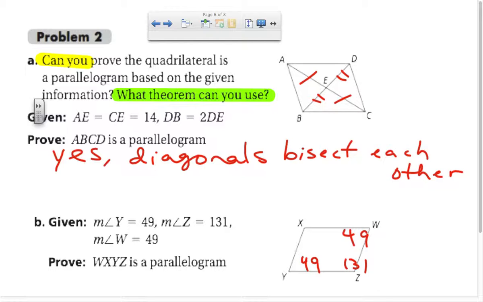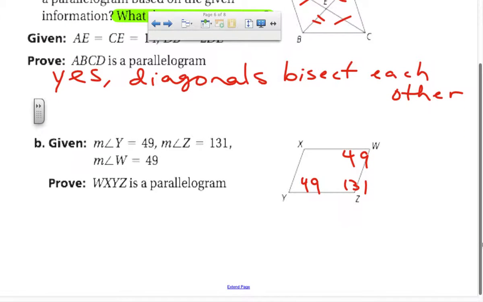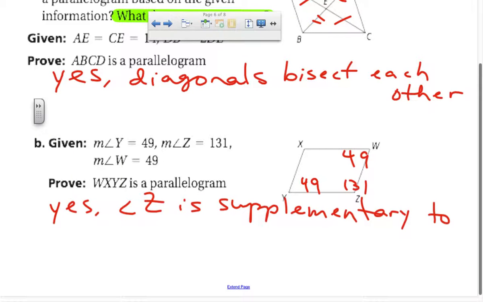Without doing that math, however, you still could have said that this was a parallelogram because the consecutive angles are supplementary. Yes. Okay, so yes, because angle Z is supplementary to both consecutive angles.